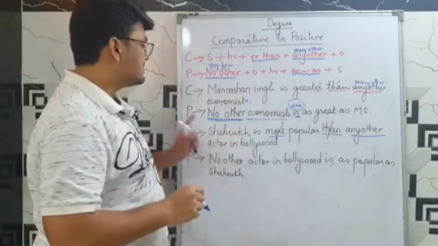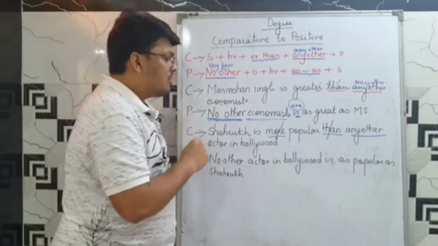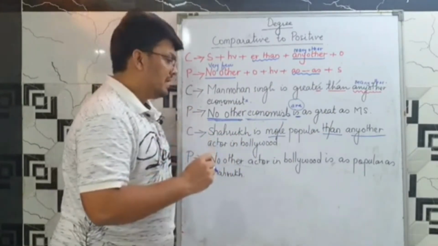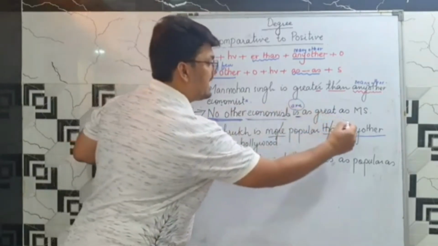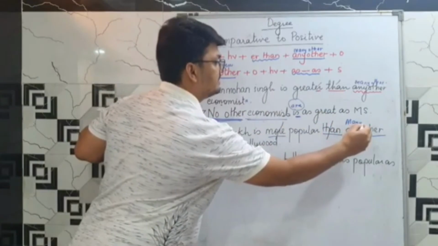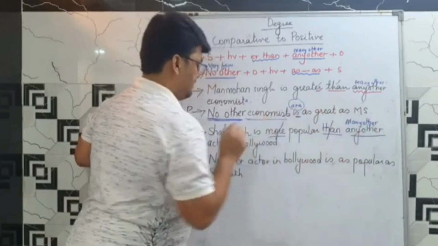Let's come to this second example. Shah Rukh is more popular than many other actors. If I'm using many other over here, this will become plural.